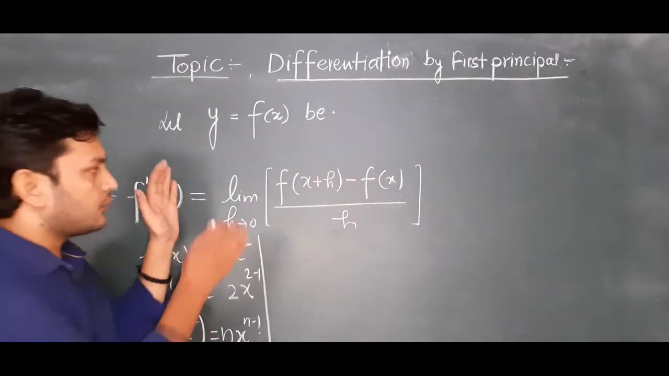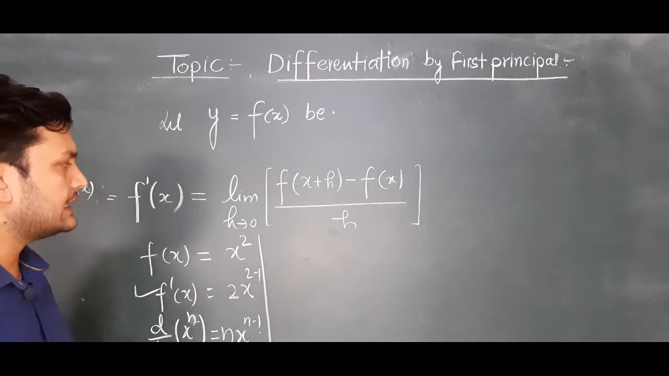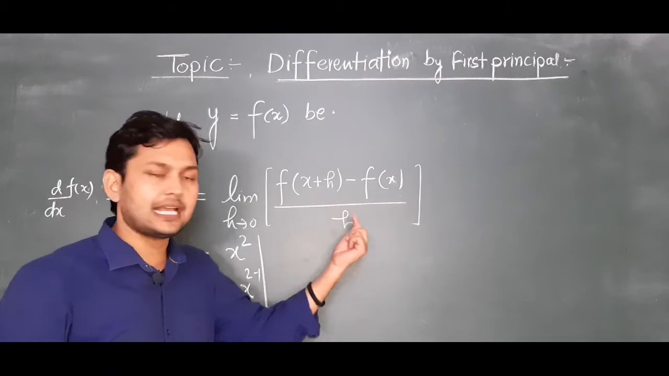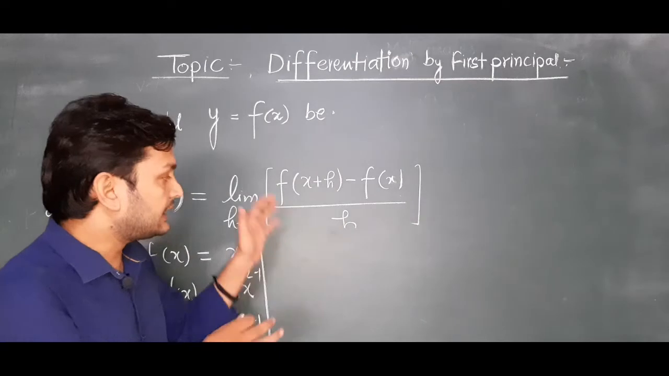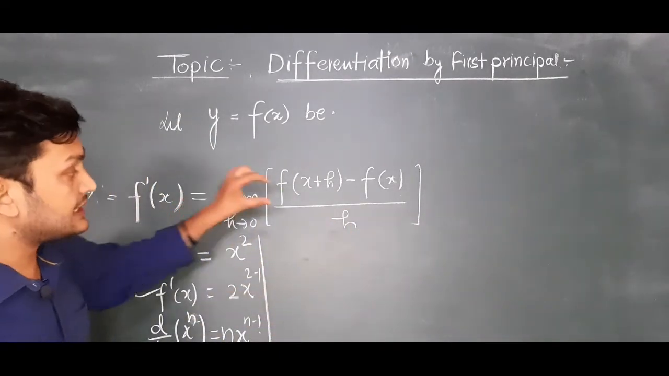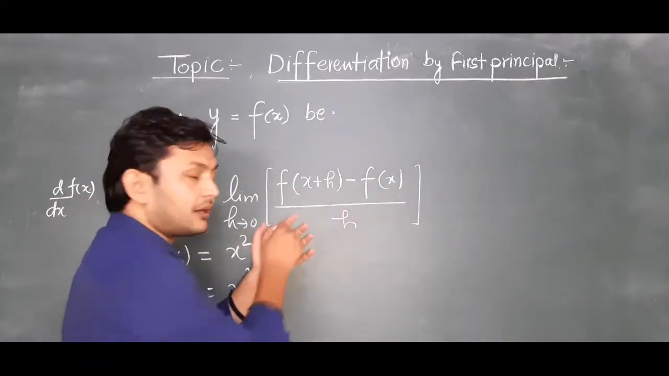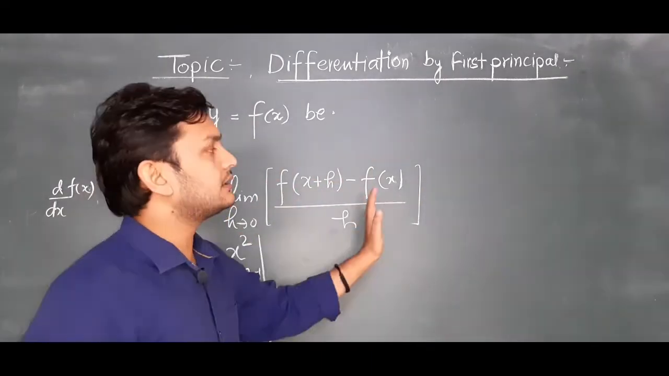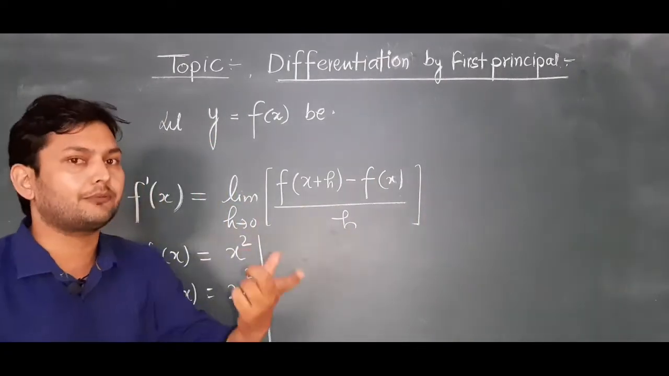What will we do in this situation? First of all, we will try to remove this h from the denominator with the help of mathematical concepts. We will try to remove this h, because when h tends to 0, the denominator goes to 0, and when the denominator tends to 0, the whole result tends to infinity. So it is our prime duty to remove this h with the help of mathematics.